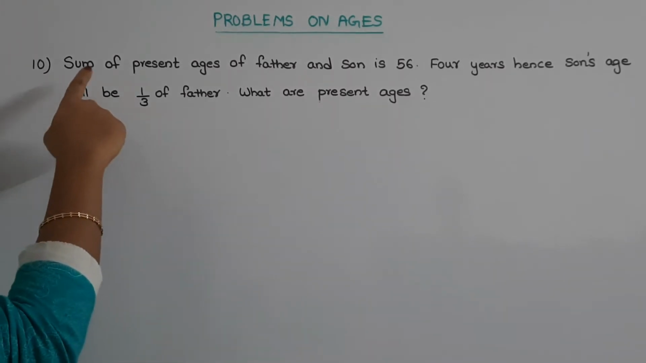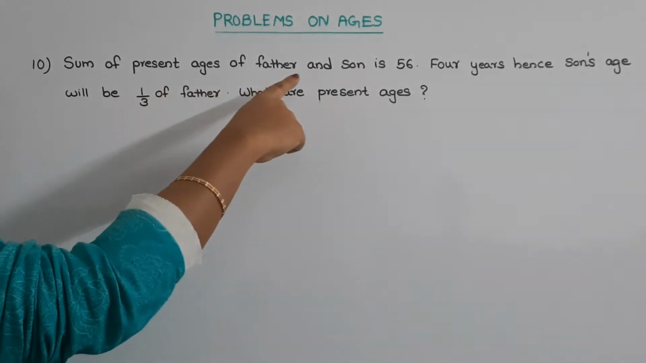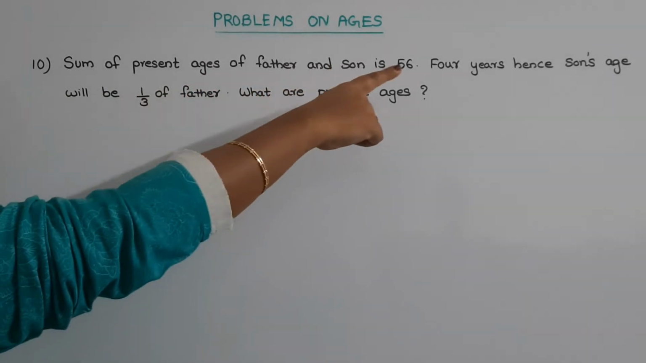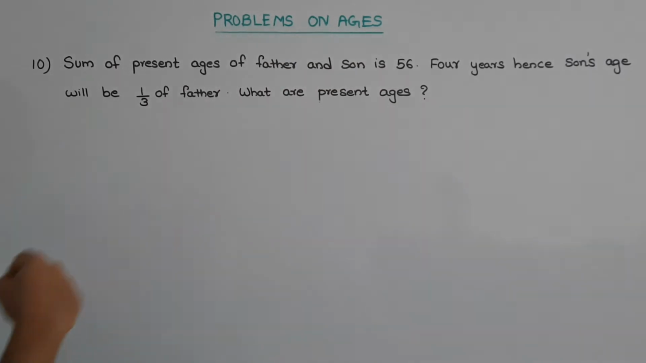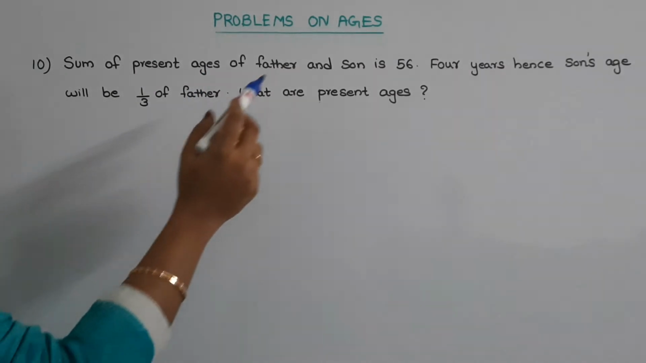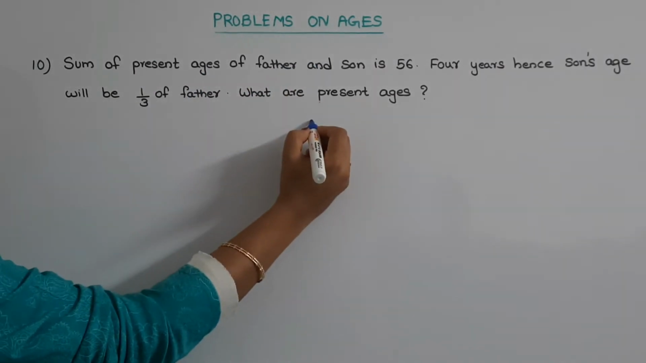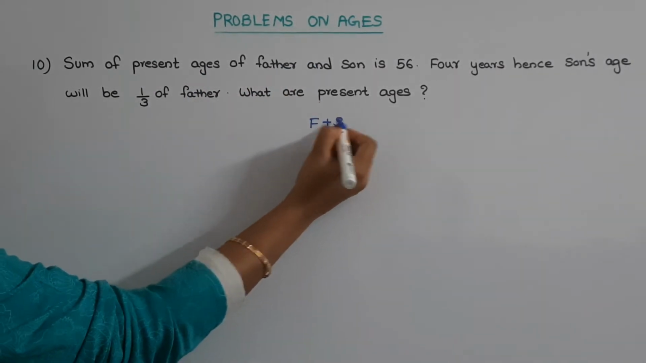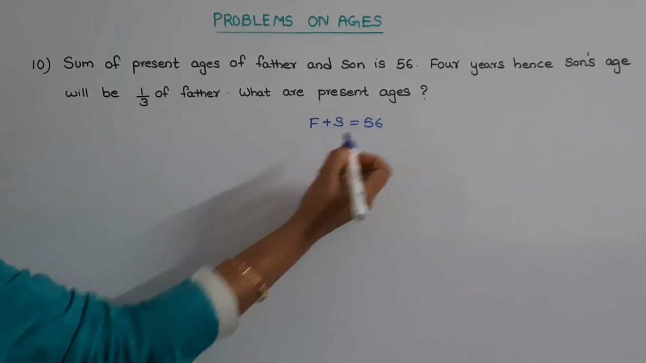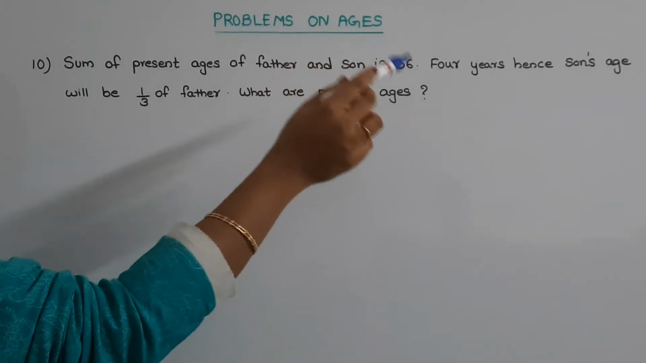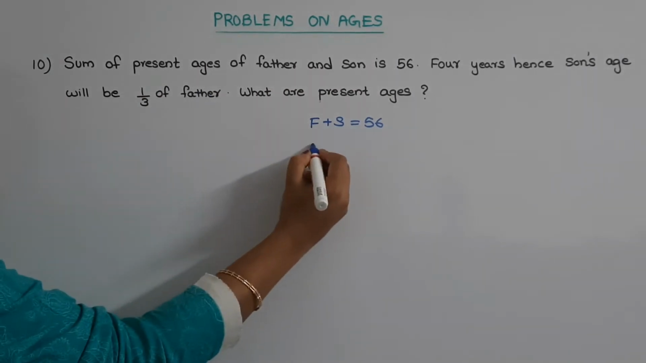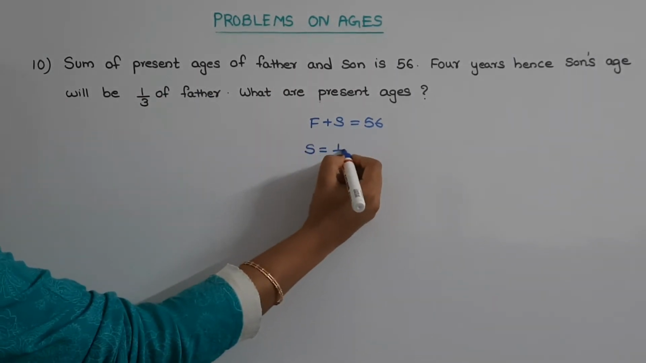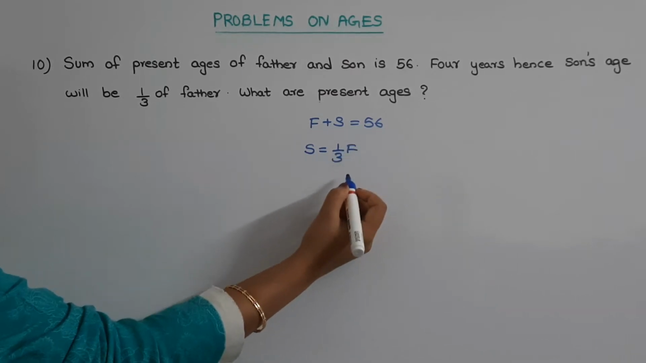10th question is, sum of present ages of father and son is 56. 4 years hence, son's age will be 1 by 3 of father. What are the present ages? In this question, they have given the sum of the present ages of father and son as 56. Then they are telling us that 4 years hence, son's age will be 1 by 3 of father.